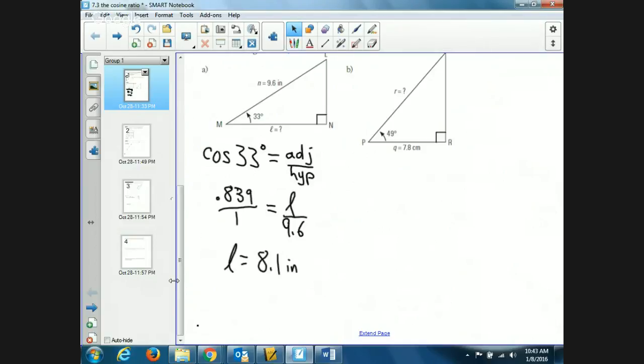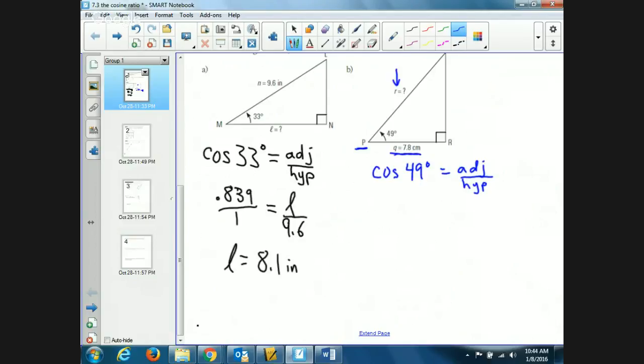You could do a similar thing for the other one, except that it's 49 degrees and we're solving for the hypotenuse. So we have angle P here. So we start out saying 49 degrees. That's always adjacent. Cosine is adjacent over hypotenuse. We have the adjacent side and the hypotenuse measurement. You start by typing into your calculator cosine of 49, and you'll get a decimal number.